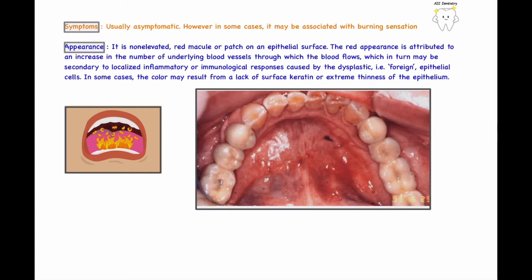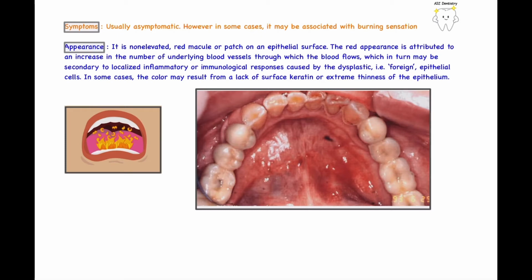This red color may occasionally be because of some kind of local inflammation or an immunological response to those dysplastic cells which are increasing in number within the epithelium. In some cases the color may also be because of lack of surface keratin or because of the extreme thinness of the epithelium itself. So these are some of the reasons why erythroplakia appears red.